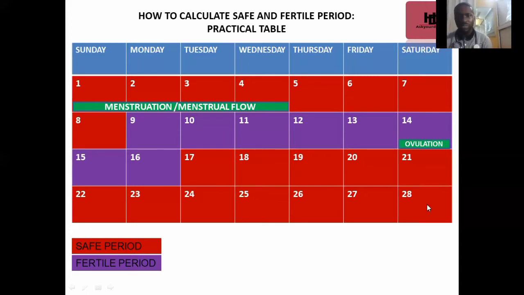So the one we are using for this practical is 28 days. So for that individual, the ovulation always occurs on the 14th day of the cycle. So that's why I put ovulation here. You knowing when your ovulation comes is very key to you being able to calculate your fertile period and your safe period effectively. Yes, this system might not be suitable for you.